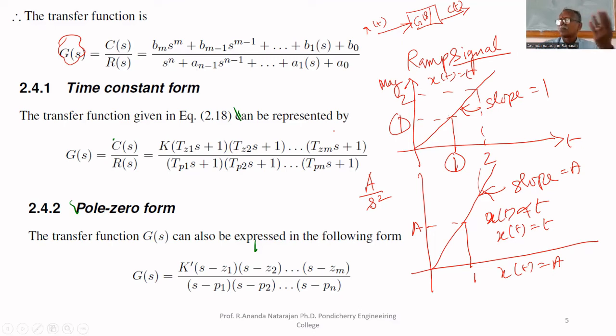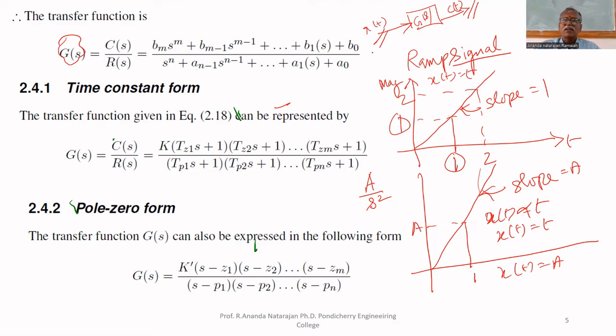It may be an impulse input, or a step input, or a ramp input, or a parabolic input, or a sinusoidal R of t, some signal. For that, what is the response? Output of the system is C of t. Input of the system is R of t in time domain.